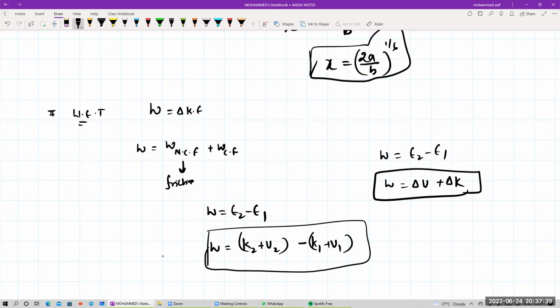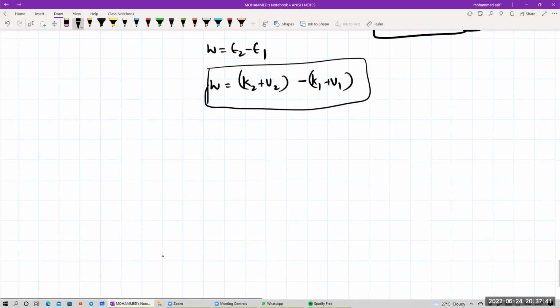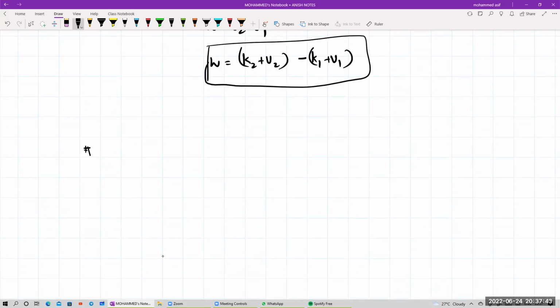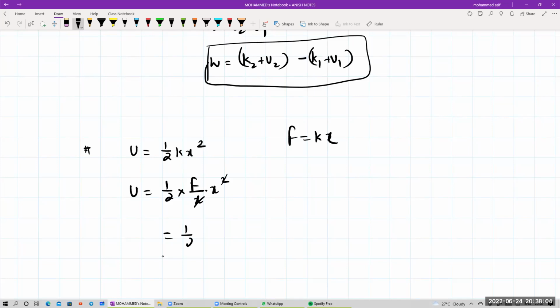Okay? Yes, sir. Now tell me, what is the energy stored by the springs? Potential energy stored by the spring. U is equal to half into K into x square. There are different forms in which I can write this. F is equal to K into x. F is equal to K into x, part of the relation. So now I can write U is also equal to half into K, I can write as F by x, into x square. So this one will get cancelled. This is also equal to how much? F into x.